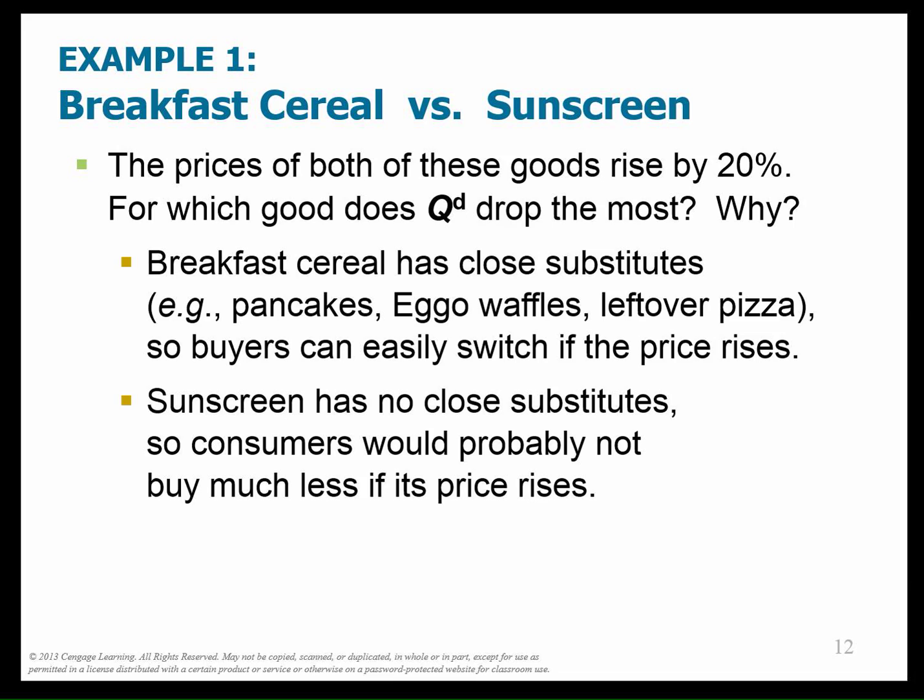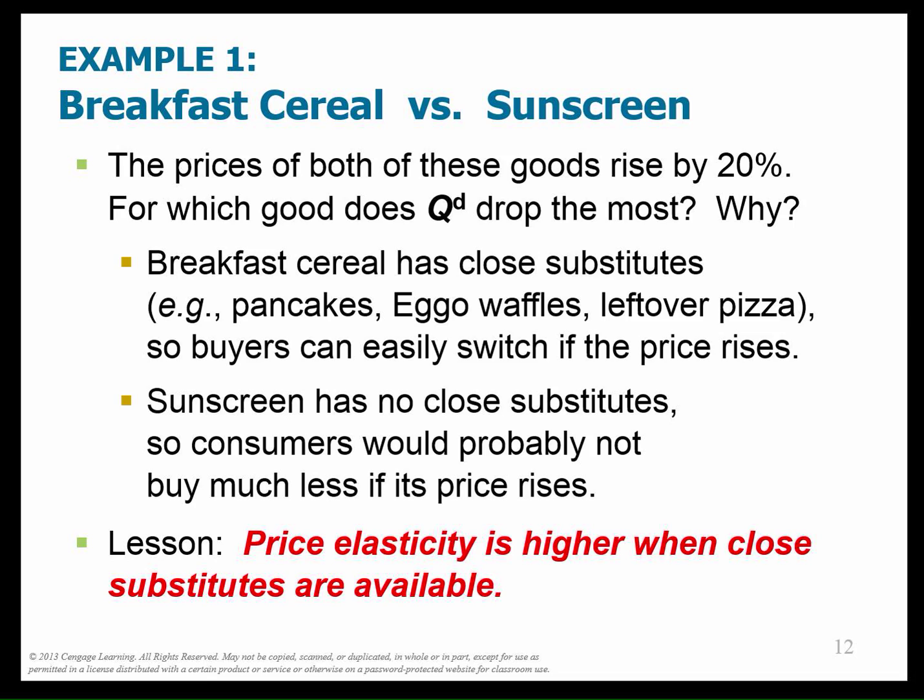Think back to the formula. It's the percent change in quantity over the percent change in price. If the change in quantity is nearly 0, that means elasticity as a whole is going to be nearly 0. All right, so memorize this. Price elasticity is higher when substitutes are available.